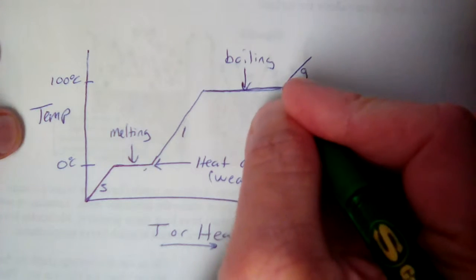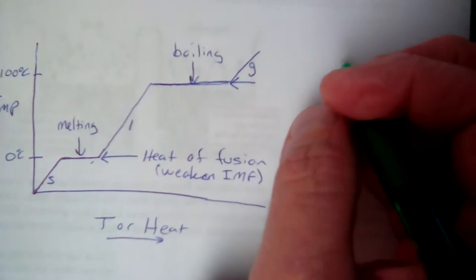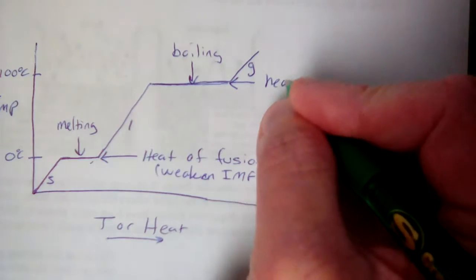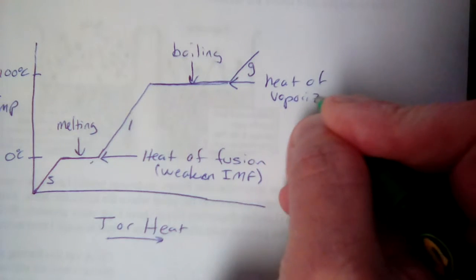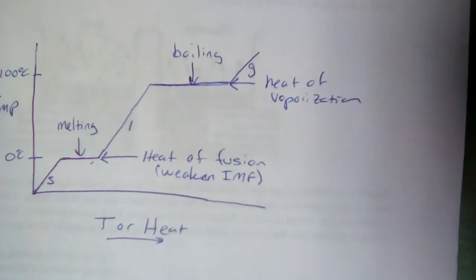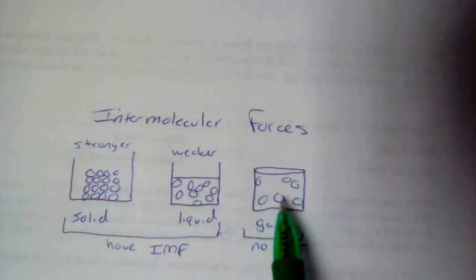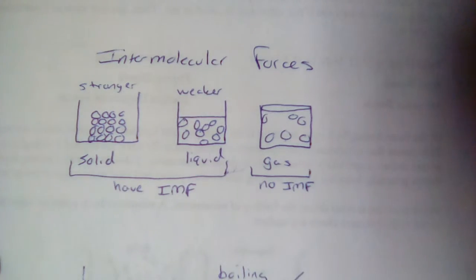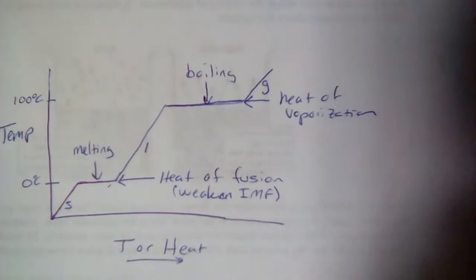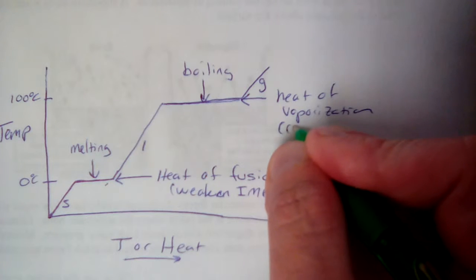Up here, we have something called heat of vaporization being absorbed. And what that heat of vaporization has to do is get us from here to here, from where we have these weakened intermolecular forces to none at all. So we can say this heat of vaporization is removing them.